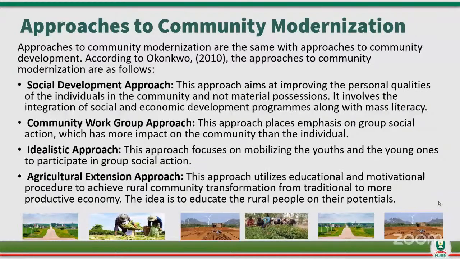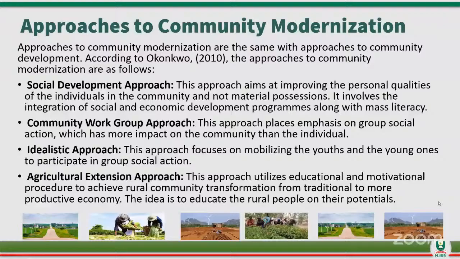Now, look at the next approach, the community work group approach. This approach places emphasis on group social actions, which have more impact on the community than individual actions. So this approach is focusing on groups instead of individuals. The first one is talking about the personal quality of the individual in the community. Now, the second one is focusing on groups. Now, the third, what is it saying? Idealistic approach. What is it saying?